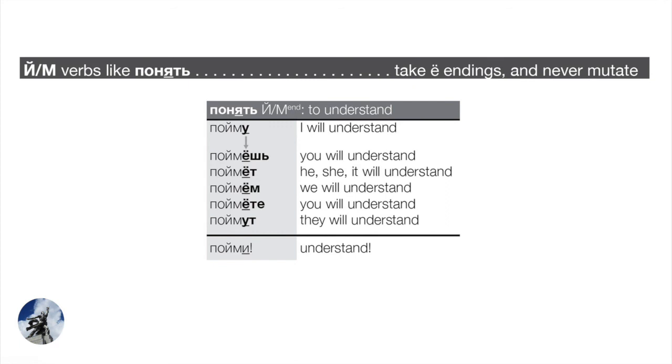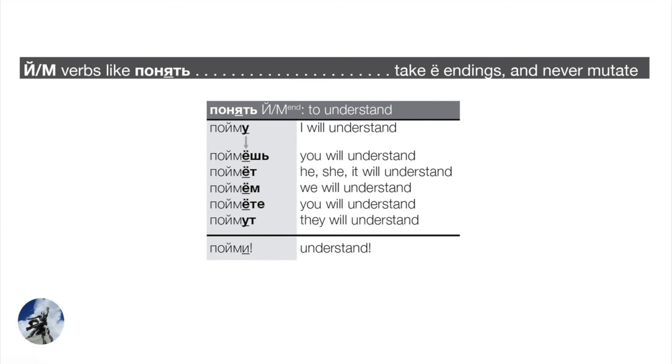Okay, for now, let's just supply the и краткое M, add the yo endings, and we get our verb conjugation. So понять, to understand, or literally to grasp, becomes пойму, поймешь, поймет, поймем, поймете, поймут.